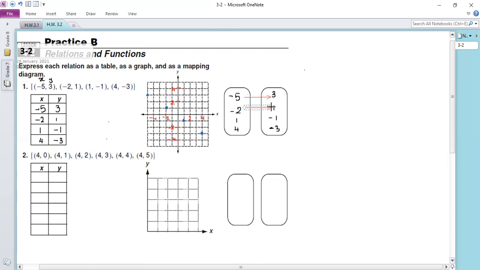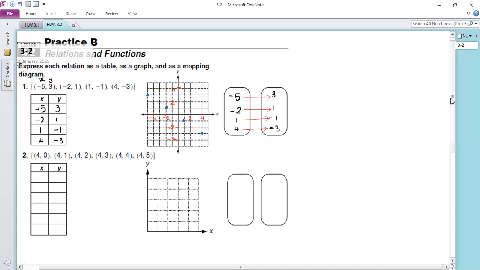So this is -2 and 1. And then again we have 1 and -1. These are the two ordered pairs we got. Try to write it beside each other so that your arrows will be neat, unlike mine. So 4 with -3. So this is how a mapping diagram looks. We just write the values of x in one square and the values of y in the other, and then match them according to the coordinates given.